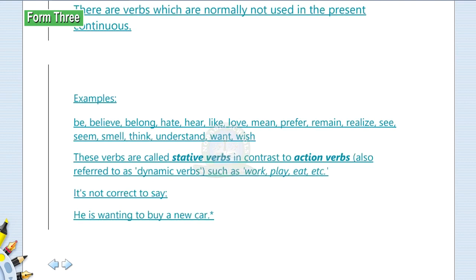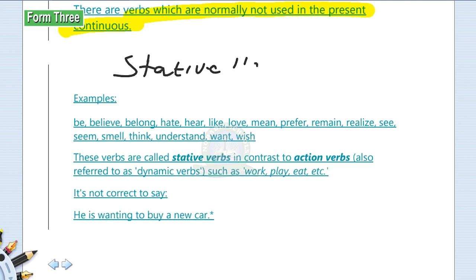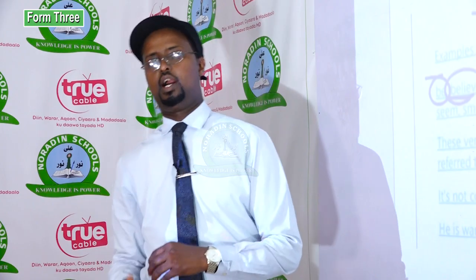There are verbs which are normally not used in present continuous tense. These are known as what? The stative verbs. These verbs are not used in present continuous tense. Let's take these verbs now one by one. Be. You cannot say I am being. Or believe. You cannot add ing. But please remember that the English language is a very flexible language.